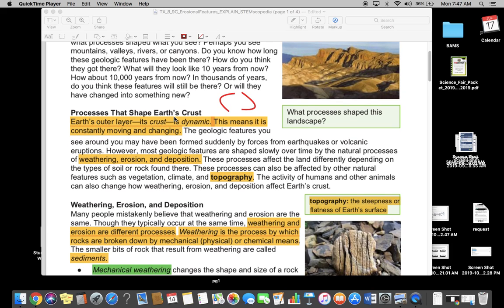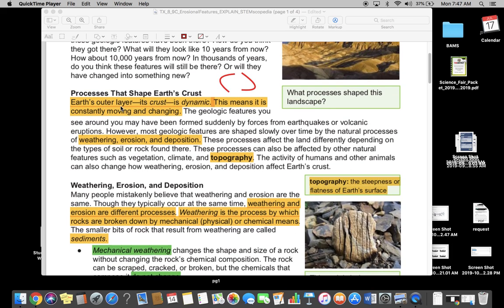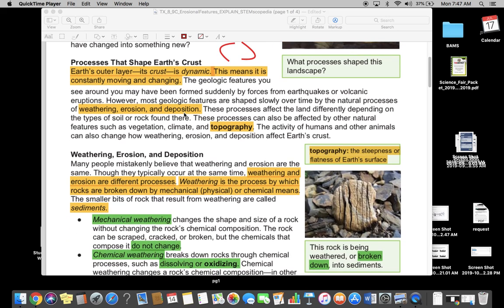Process that shapes Earth's crust. Earth's outer layer, its crust, is dynamic. This means it is constantly moving and changing. Now, if you remember here, you have your convection currents. As the hot magma rises, it cools and falls, causing the Earth's crust to constantly move and change. The geologic features you see around you may have been formed suddenly by forces from earthquakes or volcanic eruptions.